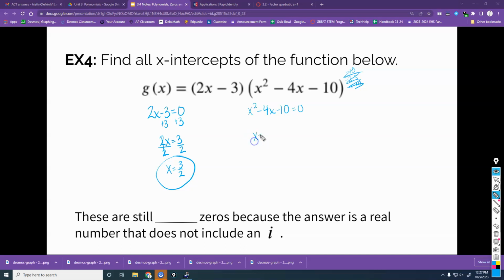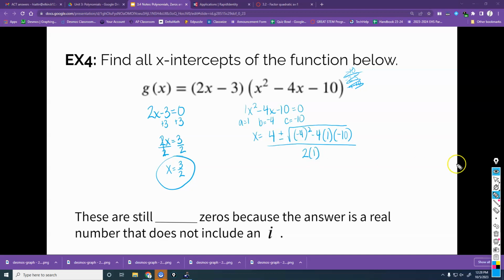So I would do x equals, well, first let's do our a, which would be 1. Our b would be negative 4. Our c would be negative 10. So to plug that in, we would have negative b, which would be negative negative 4, which is really just a positive 4, plus or minus the square root of b squared minus 4ac, all over 2a.